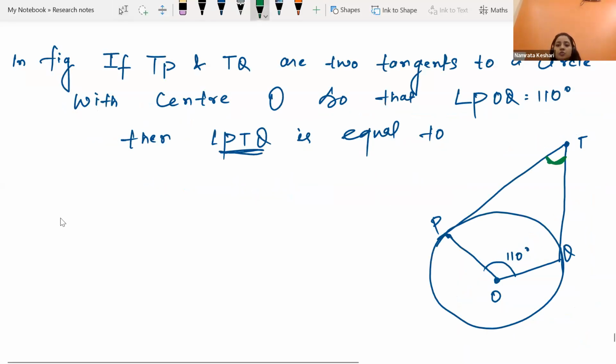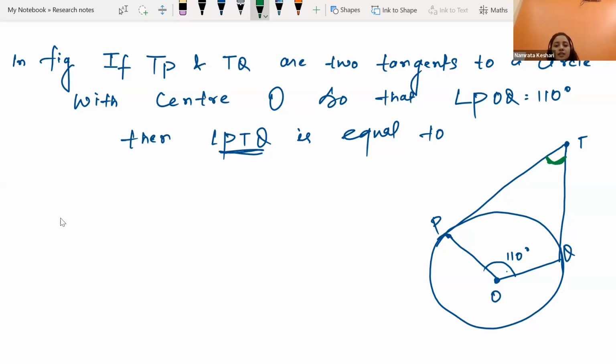So here we are supposed to find angle PTQ. Now, anyone having any idea how we can find PTQ? If just this 110 degrees is given over here, you can see my screen, right? Any idea how to find this PTQ? हमें सिर्फ यही पता है कि यहाँ पे ये जो एंगल POQ है ये 110 डिग्री है.